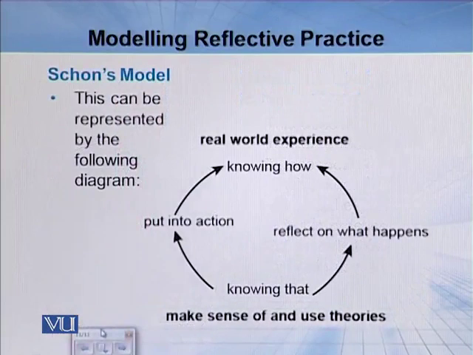So in this model, we can see what Schoen is talking about. The teacher is attempting to make sense of and to use theories in their teaching, putting into action what the books are saying, what the literature is talking about. And this, therefore, leads to some sort of real-world experience, or in other words, what they're learning from what happens in the classroom. And so the teacher moves from knowing that, or in other words, knowing about the theory, to knowing how, or in other words, knowing how to put the theory into use.